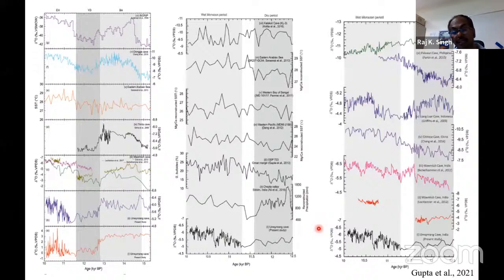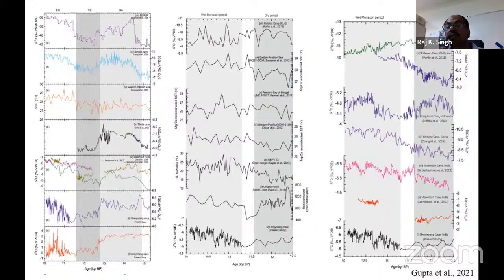Statistically, this is the record from the Younger Dryas to the younger events, and there are different records which suggest the monsoon was weak during the Younger Dryas, except for the Kalicut Cave and certain SST records from the Western Bay of Bengal. They are not matching; otherwise they show weakening.